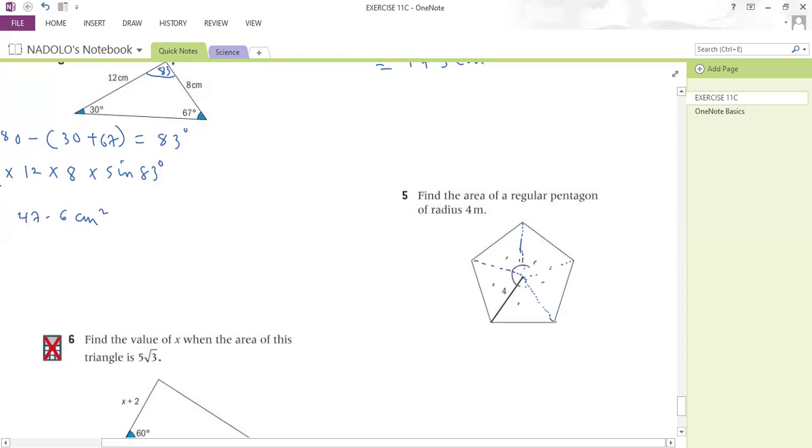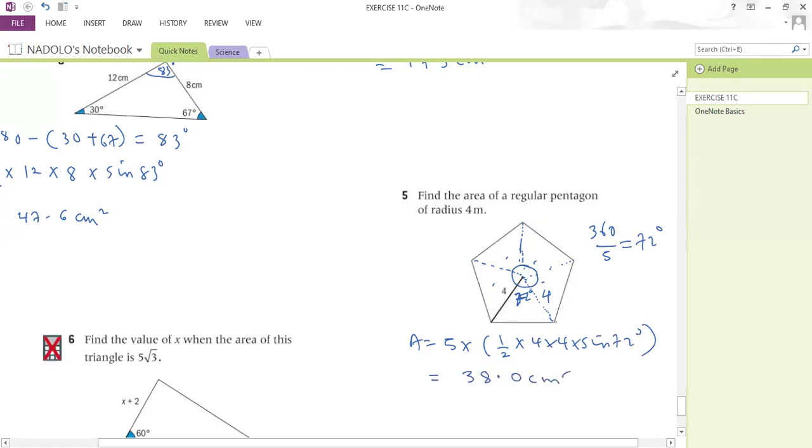The angle at the center is 360 degrees, but it is divided equally into 5. So 360 divided by 5, you'll get that one angle is 72 degrees. So we can comfortably say that one triangle will have an angle of 72 degrees and sides of 4 and 4. So we can calculate the area for one triangle and multiply by 5 because there are 5. So 5 times half times 4 times 4 times sine 72 degrees. You'll use your GDC to do this and you should obtain your answer 38.0 square centimeters, to 3 significant figures.